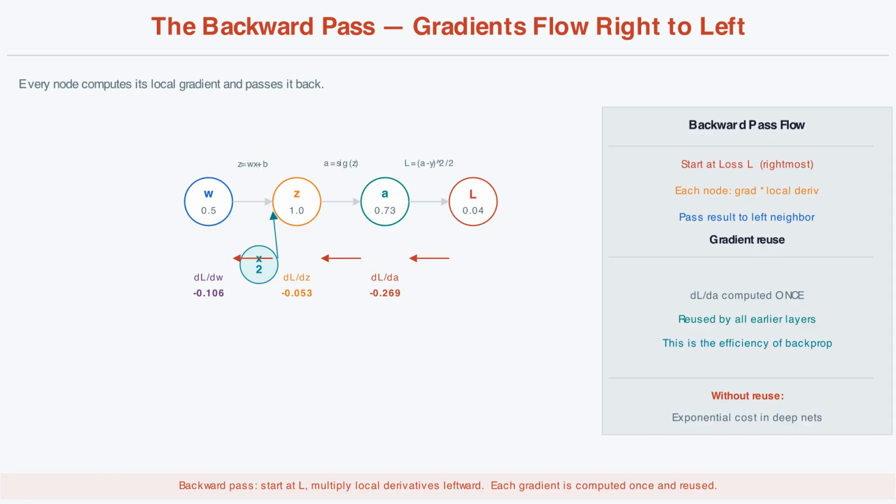The critical efficiency, each gradient is computed exactly once. The gradient dL/dA is computed at the loss node and reused by every node behind it. Without this reuse, the cost would be exponential in deep networks. This reuse is what makes backpropagation practical.